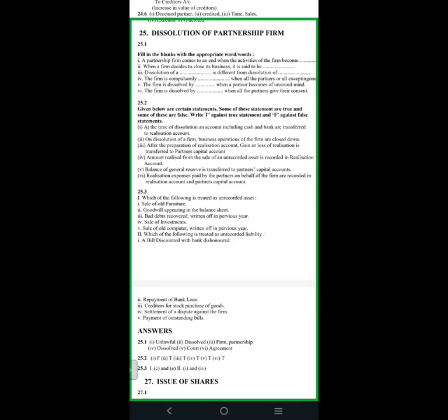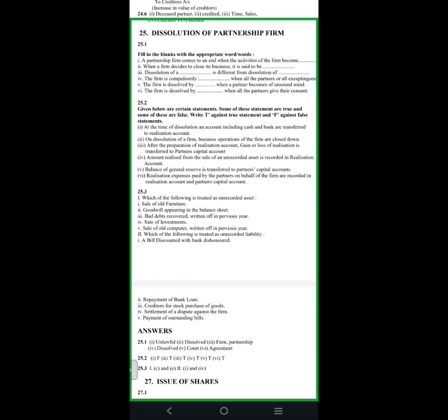Given below are certain statements. Some of these statements are true and some are false. Write T against true statements, F against false statements. At the time of dissolution, all accounts including cash and bank are transferred to realization account. That is false, note F. On dissolution of a firm, business operations of the firm are closed down. True.